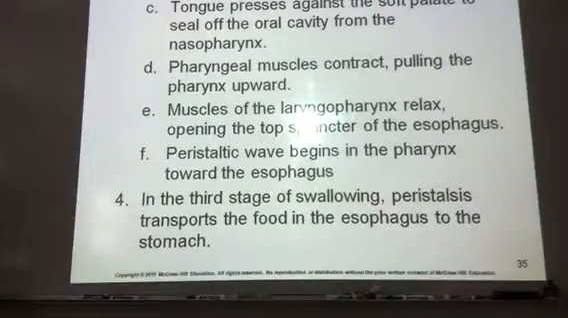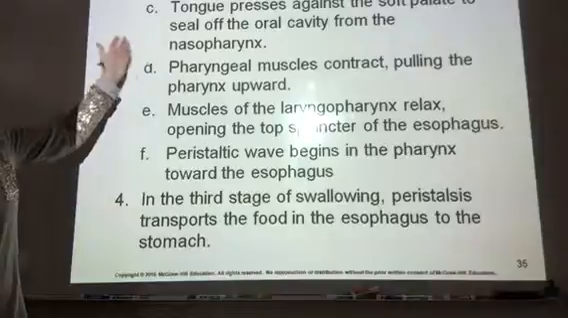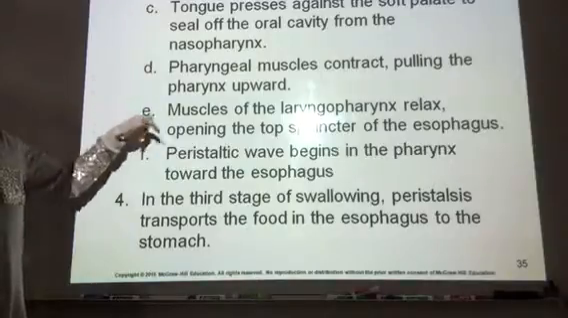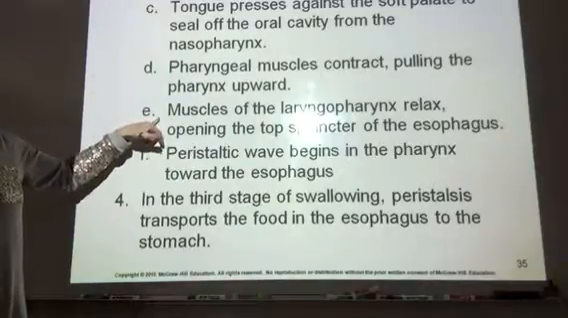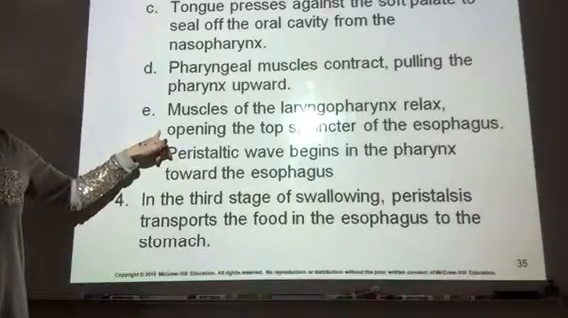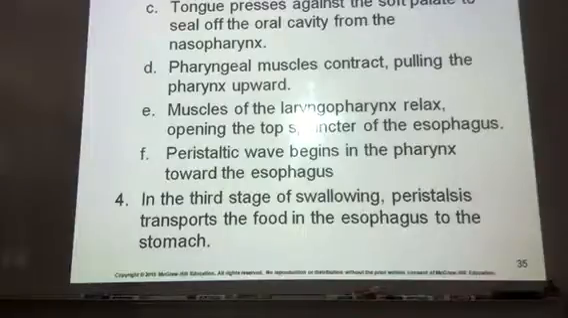The tongue then presses against the back of your mouth, the soft palate. That seals off the oral cavity. And then muscles start to contract, pulling the entire pharynx up a little bit. The laryngopharynx is going to relax, and that's going to allow your esophagus to open. And the esophagus is the tube that the food needs to go to after the pharynx.